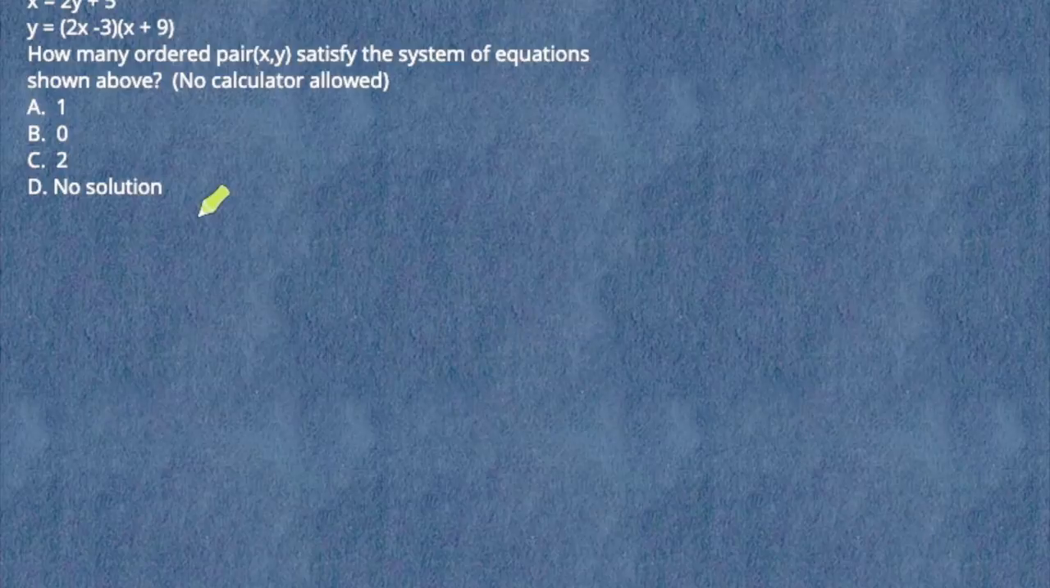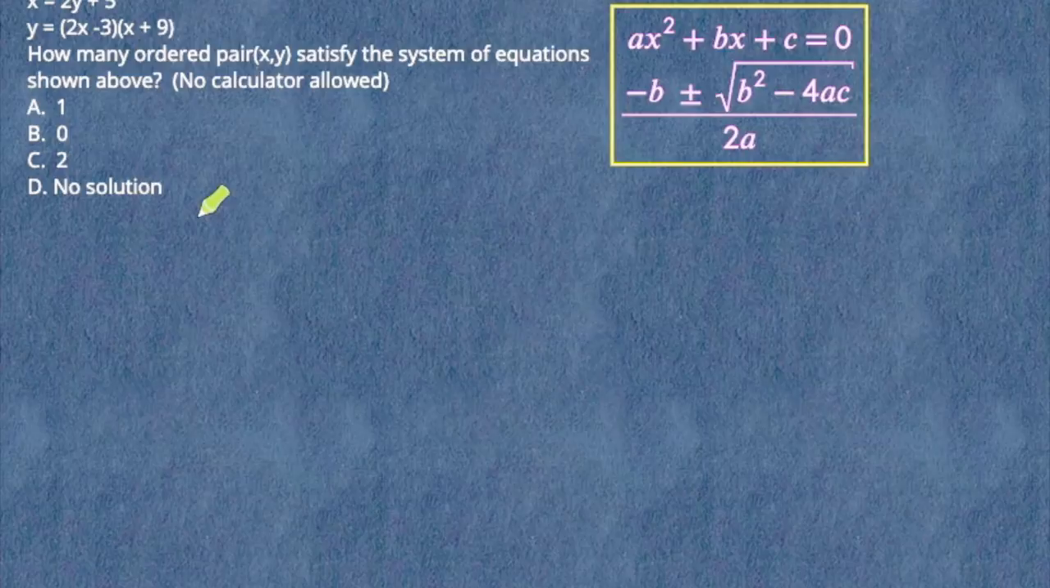So to solve this problem, we need to know a couple of things. One is how to solve a quadratic equation and what is the formula for that. So let me give you that. If we have a quadratic equation ax squared plus bx plus c equals 0, then the values of x can be minus b plus or minus square root of b squared minus 4ac, divided by 2a.